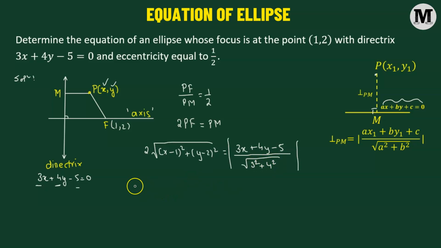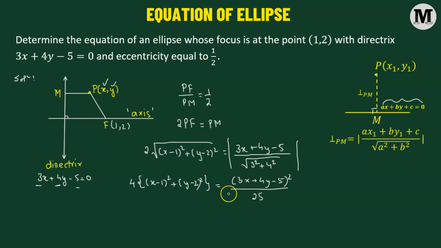Now what we'll do, we'll square both sides. Squaring both sides, we'll get 4 multiplied by (x minus 1) whole squared plus (y minus 2) whole squared. This will be equal to (3x + 4y - 5) whole squared divided by the square of the square root of 3 squared plus 4 squared, that's the square root of 25. So squaring it gives us 25.